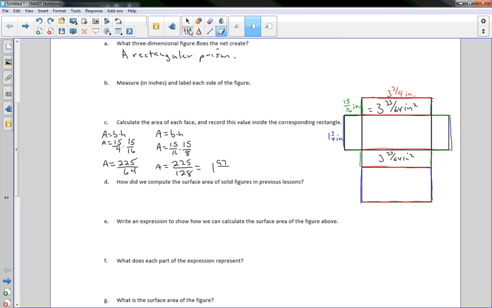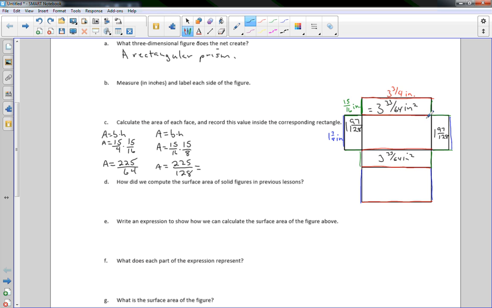Okay, so I got to think about that. It's not 197 or 225, it's 128. So it's 197 over 128. So if I move this here, this is 1 and 97 over 128. That will go there. And then also this one over here is 1 and 97 over 128. So that's those two pieces.